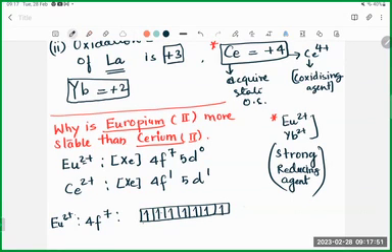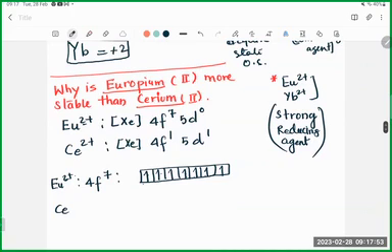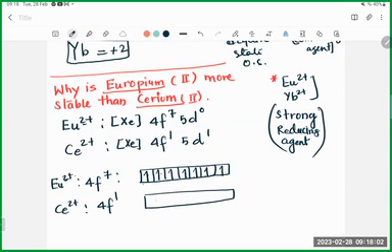Whereas in cerium, what is the configuration? 2 plus, right? We say there is 1 electron, 4f1. So that contains only one electron in one orbital. Rest all vacant. 1, 2, 3, 4, 5, 6, 7. Is this clear, Hridaya?